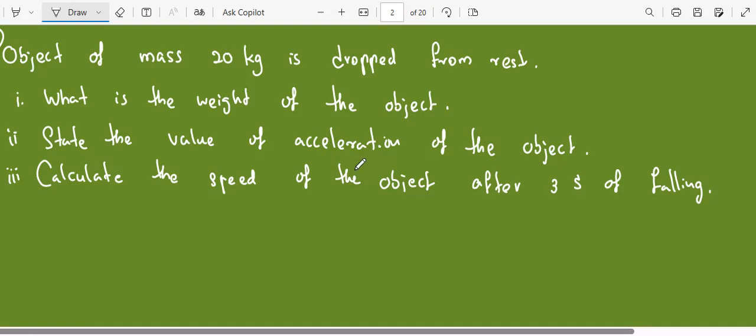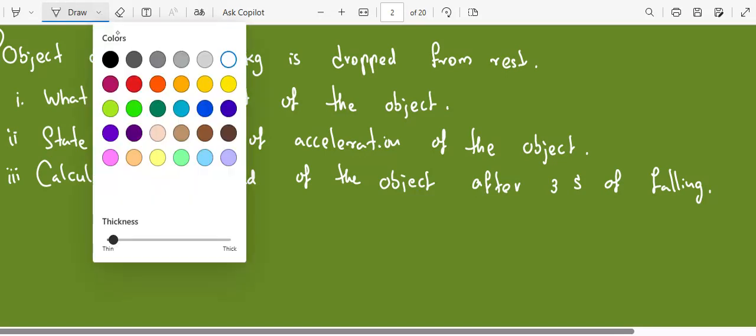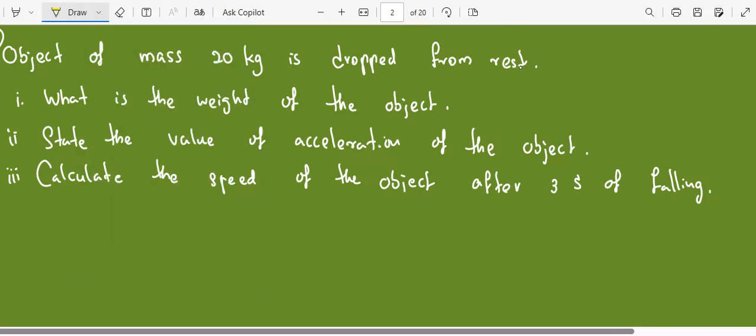Right, first part, what is the weight of the object? We can discuss this one from what we discussed last time, right? Last week we discussed weight is equal to mg. So then m is 20 kilograms, g value is always 10. So the weight of the object is coming as 200 newton.